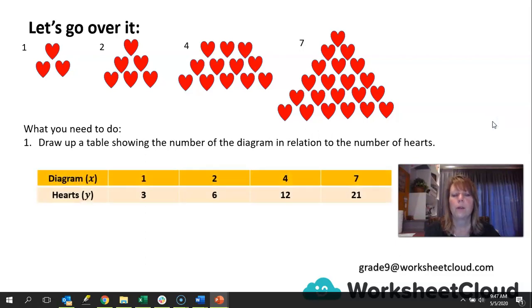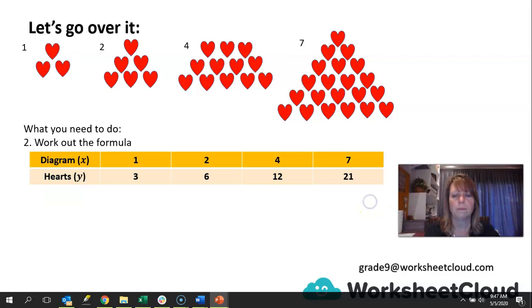Okay, there we go. There's our table. We've counted the number of hearts. That's the number of the diagram. Remember, that's the number of hearts in each diagram. Okay, so the first question was, draw up a table showing the number of the diagram in relation to the number of hearts. If that is the only thing your question asks, you then move on. Don't go and work out the formula unless you are asked to do it. And in this case, you were asked to do it. So that is the next step in this problem.